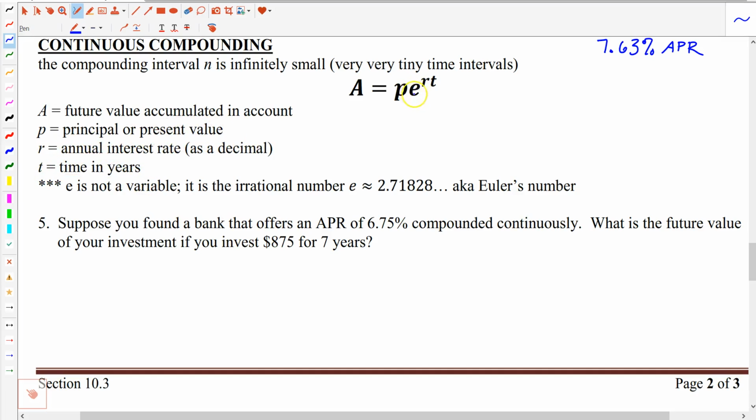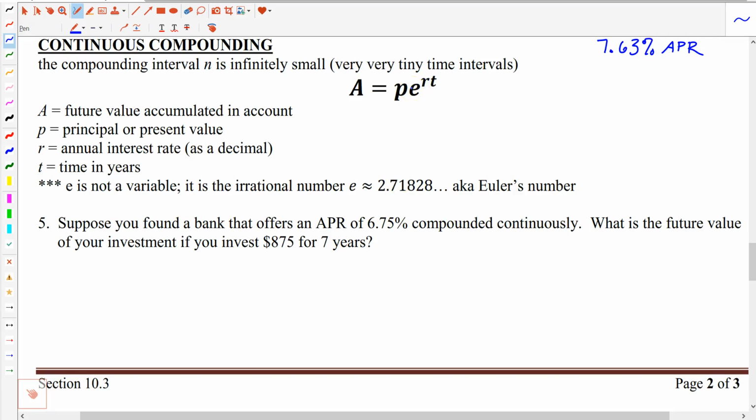This e right here is not a variable. This e is an irrational number. It's approximately equal to 2.7. It's sometimes called Euler's number. Okay, so it's kind of like pi. Pi has a decimal approximation of 3.14. This is another irrational number, e, which is approximately equal to about 2.7. All scientific calculators have e stored in their memory.